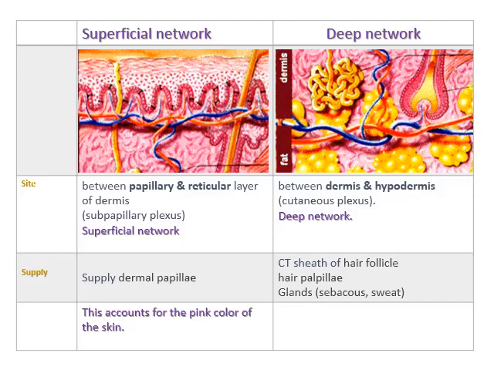Superficial network supply the dermal papillae. However, the deep network supply the hair follicle, connective sheath surrounding the hair follicle and the hair papillae and glands, either sebaceous gland or sweat gland. Which of them responsible for the pink color of the skin? It is the superficial, of course, the superficial network.